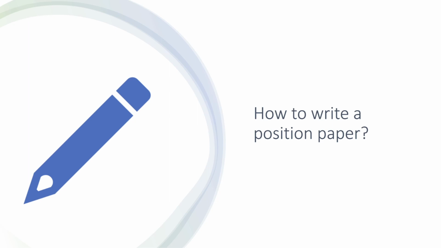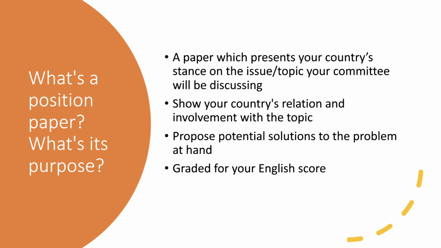So to begin, what is a position paper? A position paper is a paper that will present your country's stance on the issue or topic that your committee will be discussing during the conference. In other words, it's a paper on the topic of your committee. The purpose of it is to show your country's relation and involvement with the topic at hand, as well as to propose potential solutions to this problem.